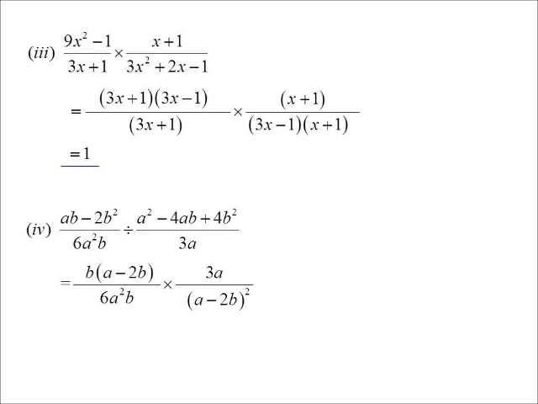There it is. B outside of a minus 2b. I've now got to factorise a squared minus 4ab plus 4b squared. But of course, I don't know whether you noticed it straight away, but I'm looking at that and I'm seeing a perfect square. So I know that's a minus 2b all squared, which will cancel with that a minus 2b. We've got a b cancelling, 3s and 6. So there we go. 1 over 2a, a minus 2b.